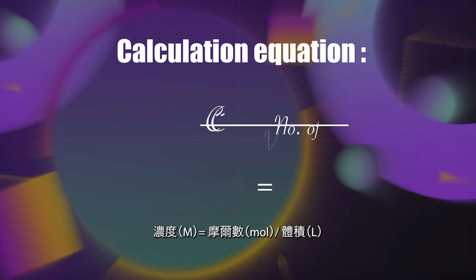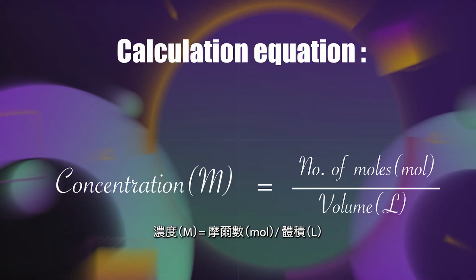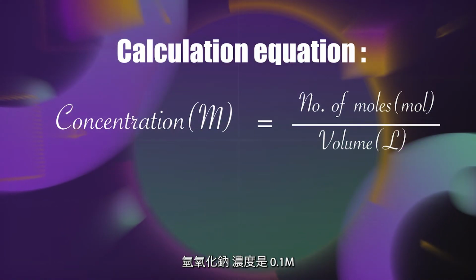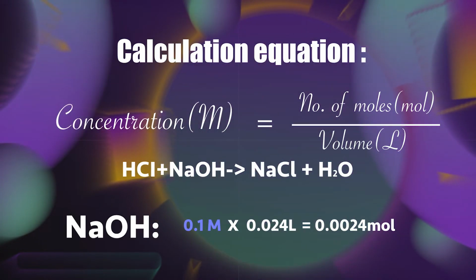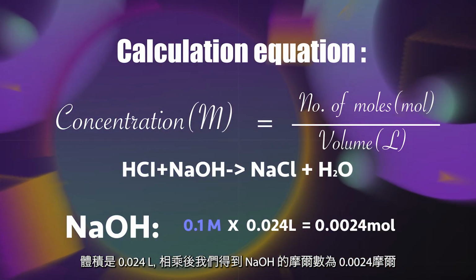So to calculate the concentration, we have to use this formula. n equals C times V, where n is the number of moles, C is the concentration, and V is the volume. So, looking at the label of the sodium hydroxide we used, we can see the concentration, which would be 0.1 moles per liter. So, 0.1 multiplied by the volume, which was 0.024, that gives us a grand total of 0.0024 moles.